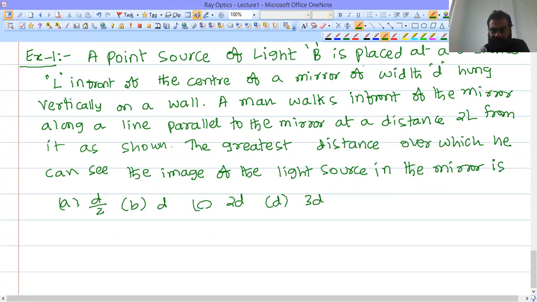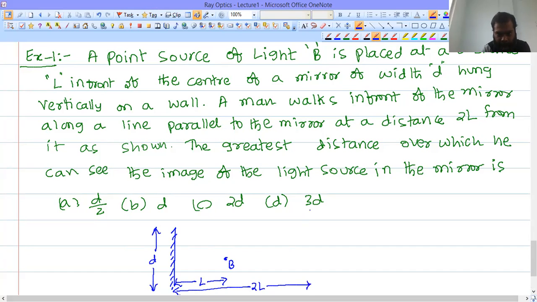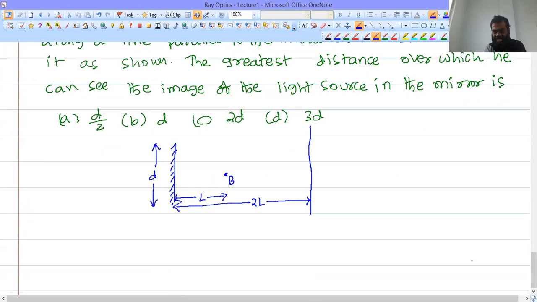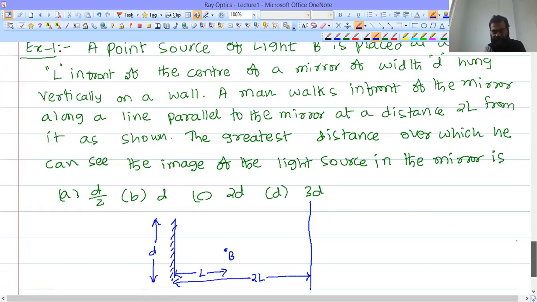Now this is the question. Here you can see the solution. Draw the diagram. This is the width of the mirror, D. Here we have an object, which is at a distance L from the mirror. At a distance 2L, we have a man. The man is walking. Draw the diagram and see the question.